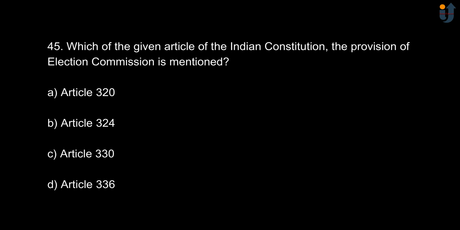Next, in which of the given articles of the Indian Constitution is the provision of Election Commission mentioned? Option A, Article 320. Option B, Article 324. Option C, Article 330. And option D, Article 336. The correct option is option B, Article 324.